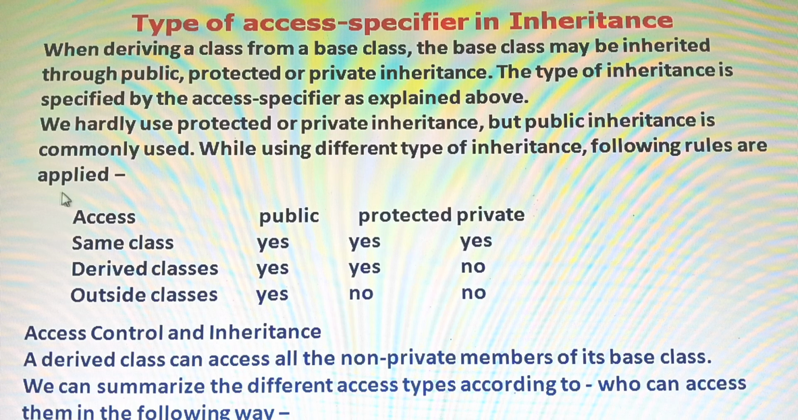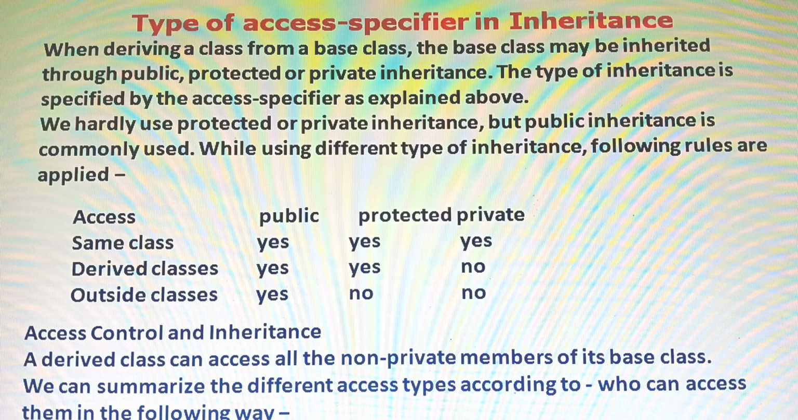If the access specifier is public, we can access in the same class, derived class and outside class. For inheritance, if we use the access specifier public, we can access in the same class, derived class and outside class. But if we use the access specifier protected, we can access in the same class and in the derived class also. But outside the class we cannot access if it is protected. The type of inheritance is protected. If it is private, the access specifier is private.